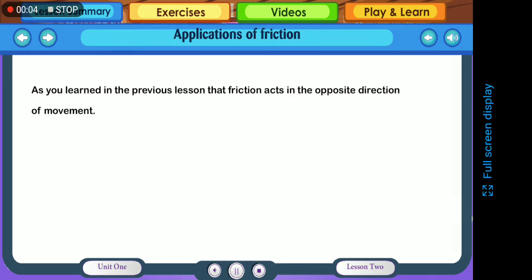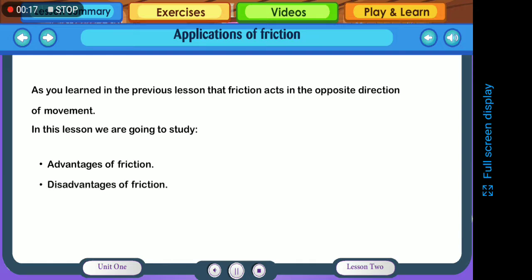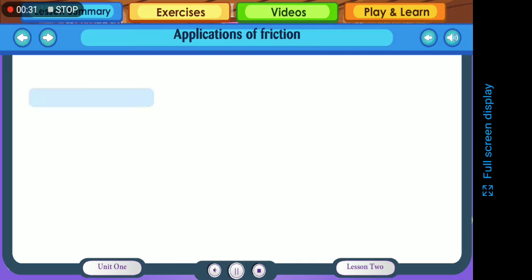With you Mr. Tori, science teacher, and now we will talk about the second lesson from Unit 1, application of friction. As we learned in the previous lesson, friction acts in the opposite direction of movement. In this lesson, we are going to study advantages of friction and disadvantages of friction. Let's begin. Advantages of friction.